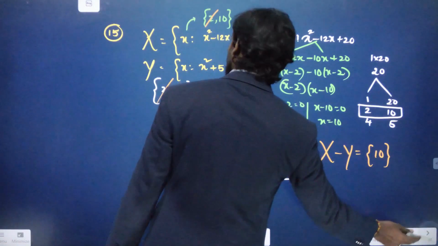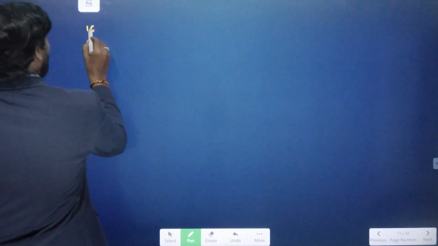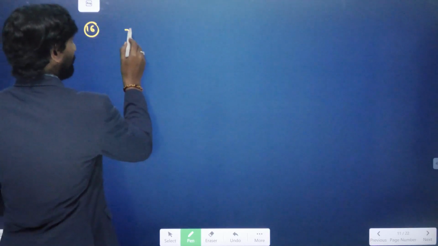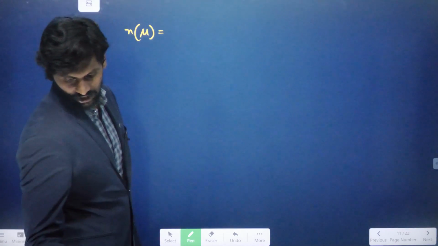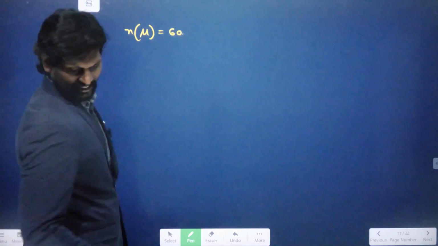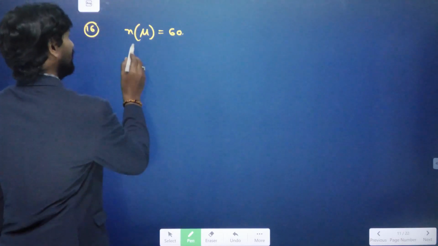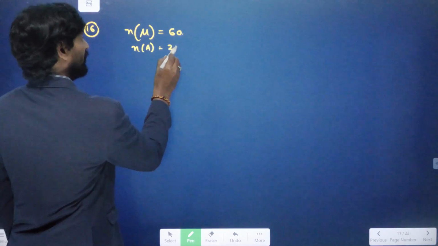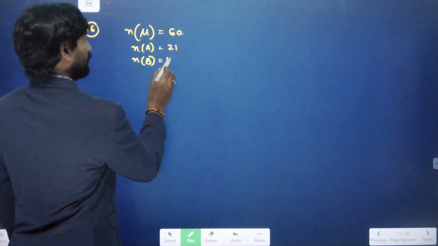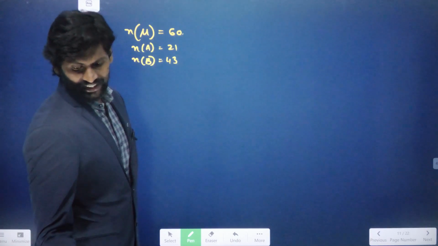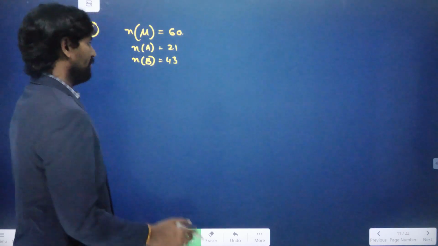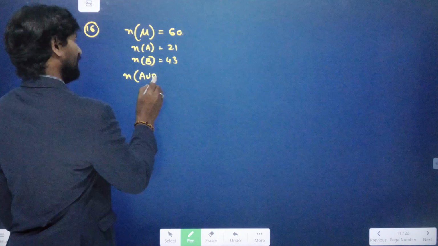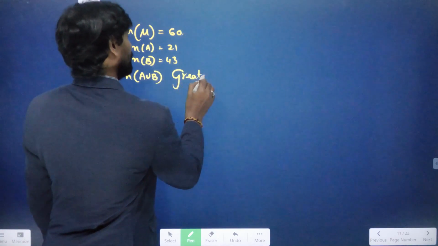Let us move on to question number 16. Yeah, the 16th question is given. If n of mu, here mu represents the universal set, this we should read as mu. The elements in the universal set is 60, and n of A equals 21, n of B equals 43. Then find the greatest value of A union B and the least value of A union B.